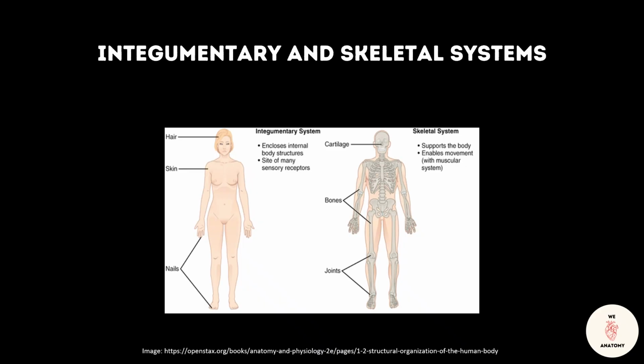The function of the integumentary system is to cover and protect the body from external threats and to help us sense the external environment. On the right, we have the skeletal system. The skeletal system is composed of the bones, cartilage, and ligaments. The skeletal system offers a lot of support and protection to the body, functions in locomotion along with the muscular system, and is the site for blood cell formation.